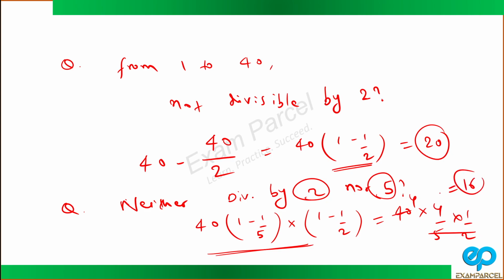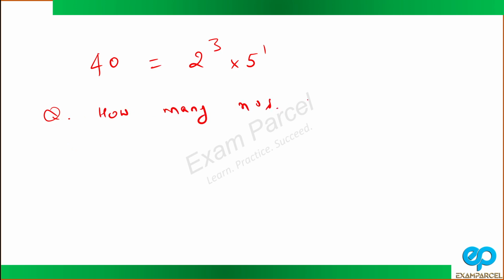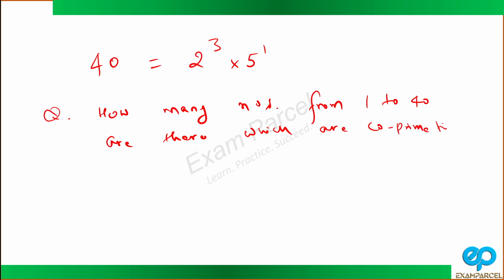Okay. Now what does this number signify? This particular number 16, right? So in order to understand that, let us first prime factorize 40. So prime factorization of 40 will be 2 raised power 3 into 5 raised power 1, right? Now let's say if someone asks you how many numbers from 1 to 40 are there which are co-prime to 40, right? Co-prime to 40.